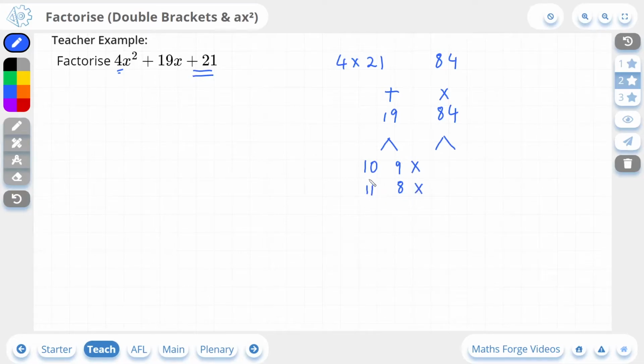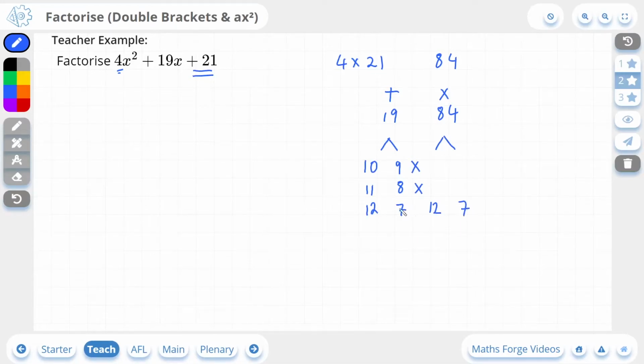So now I'm going to add one more to the number on the left. It's going to be 12, and I'm going to reduce the other number by 1. It's going to be 7. 12 plus 7 is 19, and 12 times 7 does give us 84. So these are our magic numbers, 12 and 7.